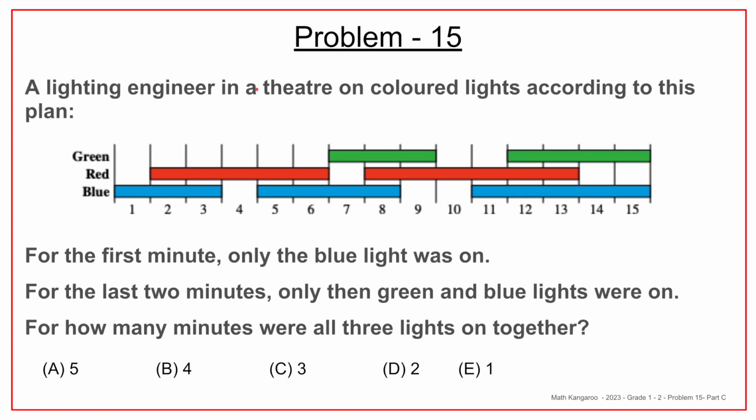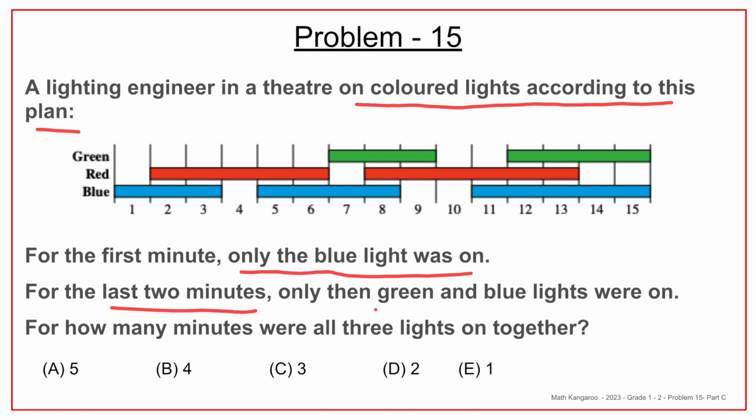Problem 15. A lighting engineer in a theater turns on colored lights according to this plan. So this is his plan. For the first minute, only the blue light was on. For the last 2 minutes, only the green and blue lights were on. For how many minutes were all 3 lights on together?